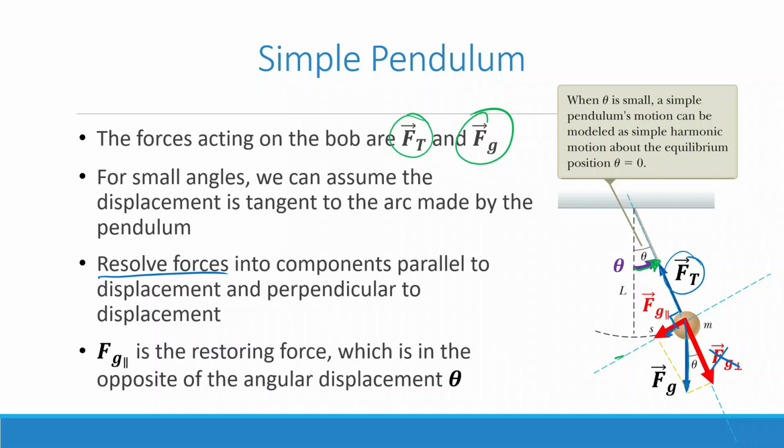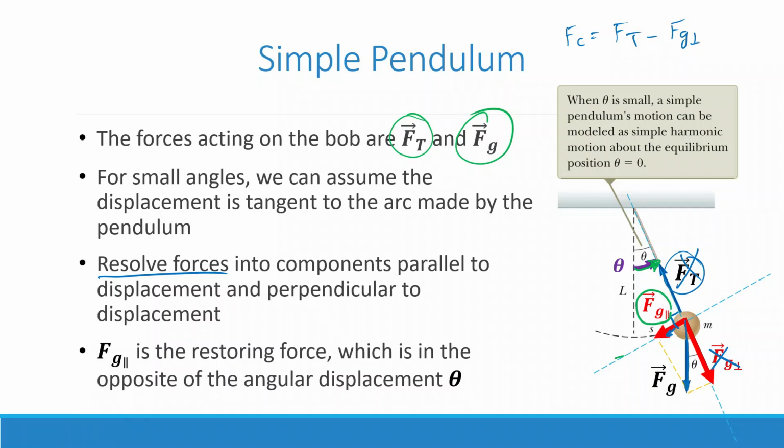Actually, FG perpendicular and FT are what are creating the centripetal force. So we could write a centripetal force equation that would be FT minus FG perpendicular. And we could do centripetal force for that. So that is not related to my restoring force. What is related to my restoring force is this gravitational force that is parallel, because if it's parallel to my little displacement on that arc length, then we are going to work.